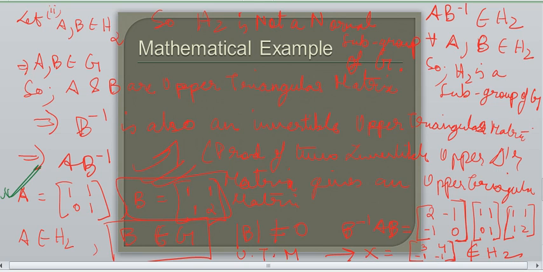So when we did that, what did we find? We found that when we check the upper triangular matrix in the normal subgroup way, in order to find if it is a normal subgroup or not, the value that is coming out for B inverse AB is not belonging to H2. That means it's not a normal subgroup of G.